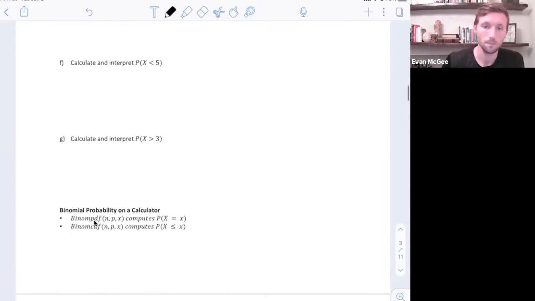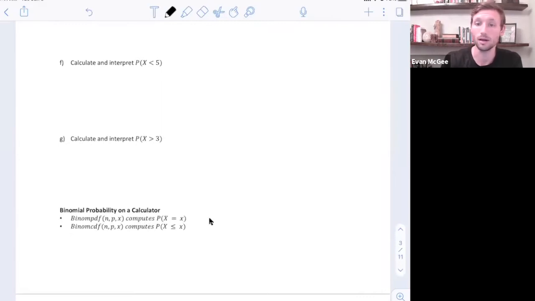So if you look here in the calculator, I'll show you where this is in a second. You can do binomial pdf for number of trials, probability of success, and the number of successes. This will calculate the probability of x being whatever value you put into your calculator. So this is going to show you x that's exactly equal to.